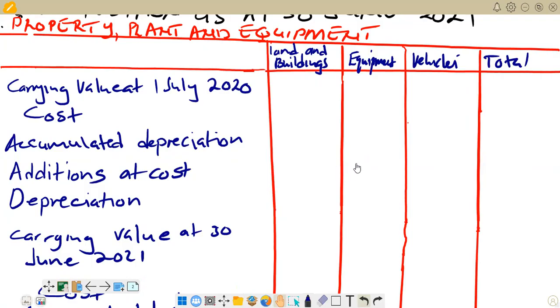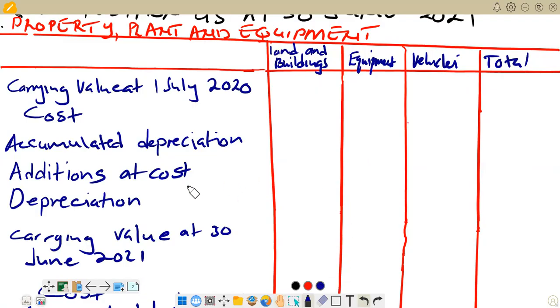Then any additions, we enter them here. We only have one addition, for vehicles, so we are going to enter it. Then depreciation, we're just going to enter the total depreciation that we calculated for the period. And then carrying value is at the end. We also have cost here at the end, and then accumulated depreciation at the end. So let's just go through it, and then we list the balances that are supposed to enter there.